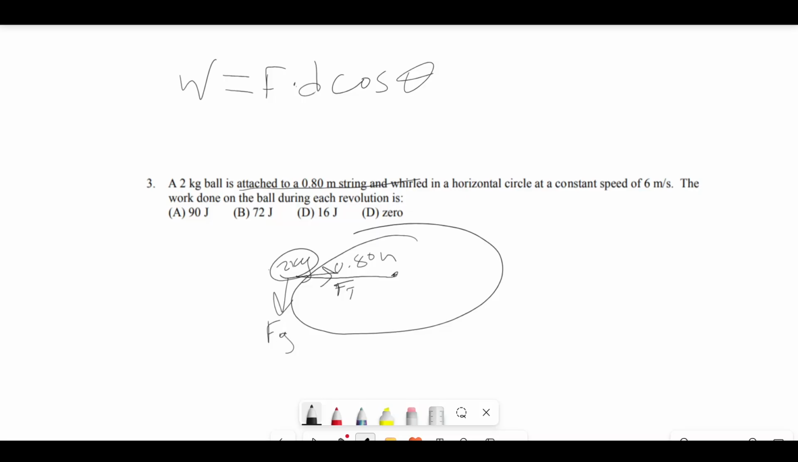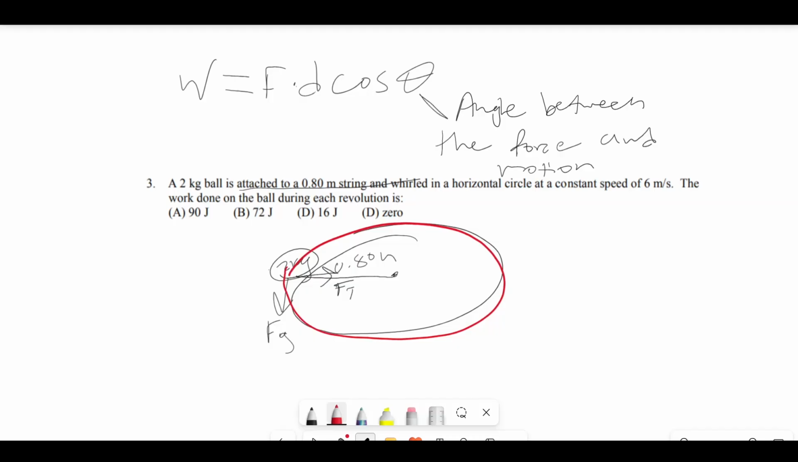And then we need to remember that theta is the angle between the force and just the motion, or the direction vector is what people call it, but the motion to keep it more simple. So as this ball goes around, it's going to travel in this circular motion like this, right?